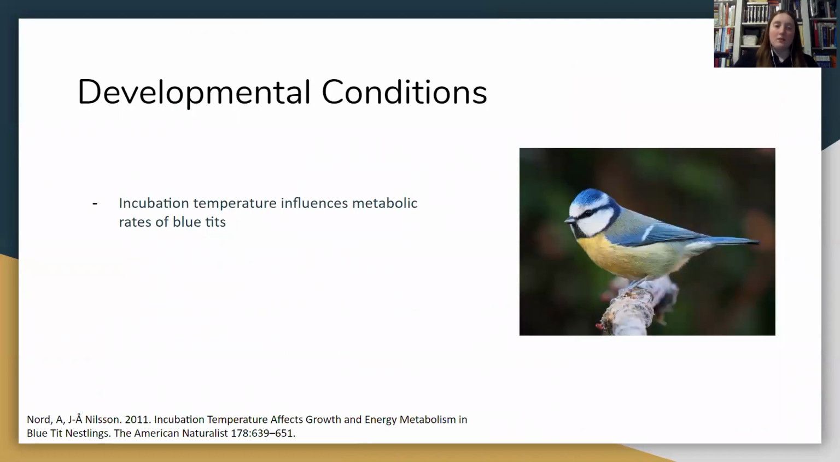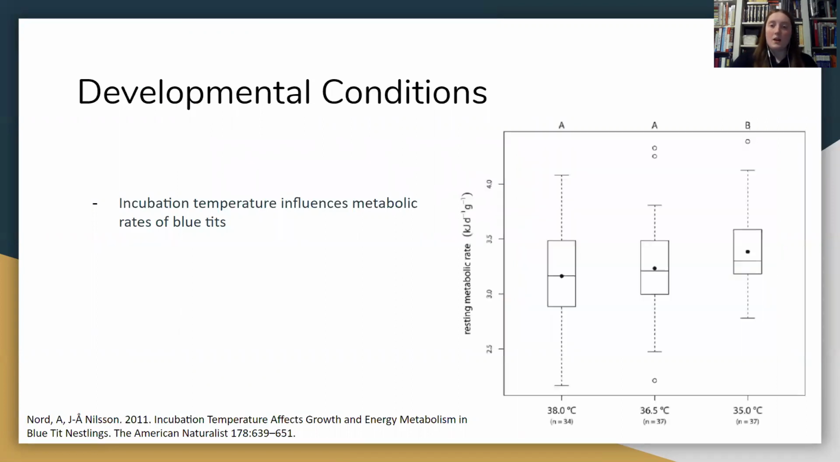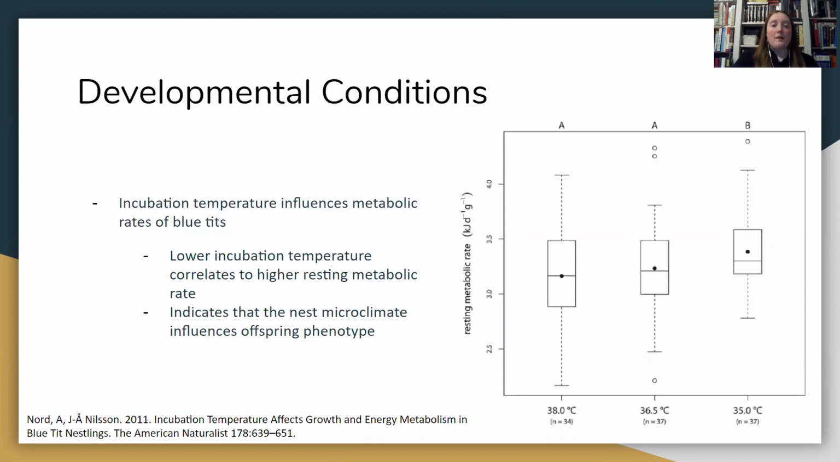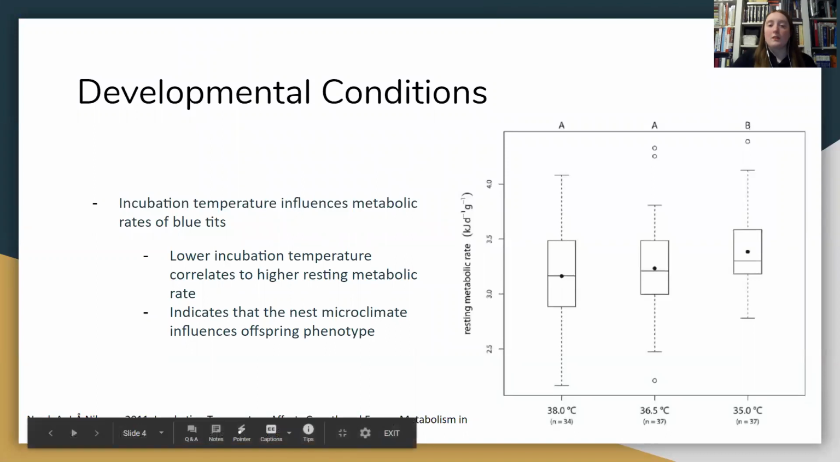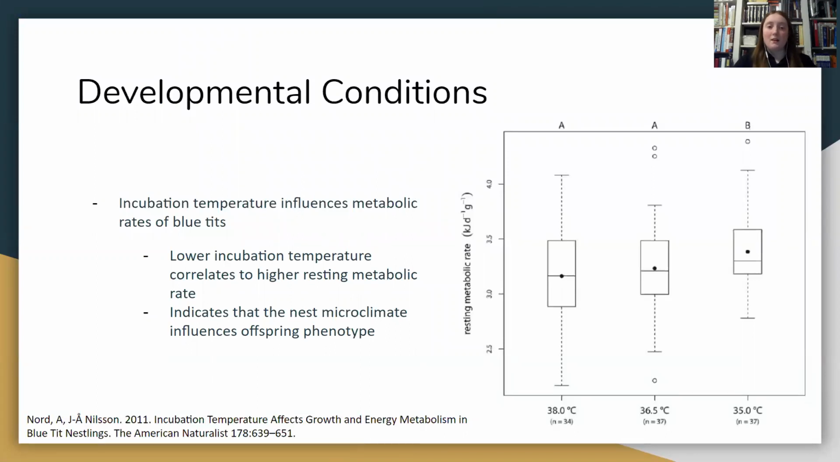So a few examples of this that we see in nature. The first is incubation temperature influencing metabolic rates of blue tits. This was an experiment in which the incubation temperatures of blue tits were either raised or lowered, creating three groups, and the resting metabolic rates of the birds within each of those three groups was measured, giving us this graph. So they found that lower incubation temperatures, as seen here, correlated to higher resting metabolic rates, whereas higher incubation temperatures, as seen here, correlated to lower resting metabolic rates. So this is an example of a developmental condition, in this case, nest microclimate, influencing offspring phenotype, in this case, affecting the resting metabolic rates of the offspring.